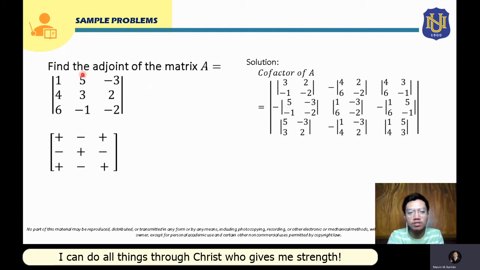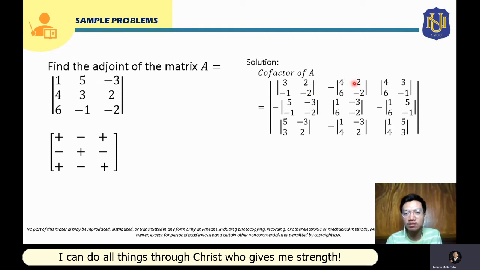Now for this element, to solve for its cofactor, we just have to delete the corresponding row and column and solve for the determinant of the matrix formed from the remaining elements. That will be 1, -3, 6, -2. It will be the same for the remaining elements here, element 2, element 6, element -1, -2. We just have to solve for their cofactors, and that will be their cofactors.